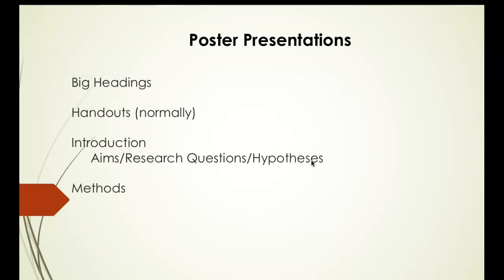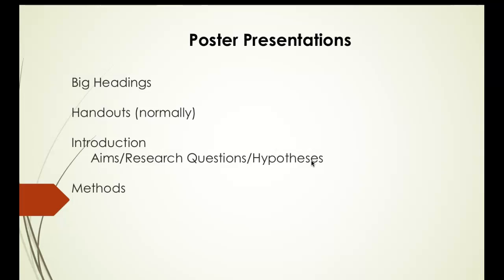In most cases, after the banner, the next section would be an introduction, which is also going to serve as your lit review. And you could list it as a lit review if you wanted, as an alternative instead of the heading of introduction. And in this, you list your aims and either your research questions or hypotheses. Those need to be in there.